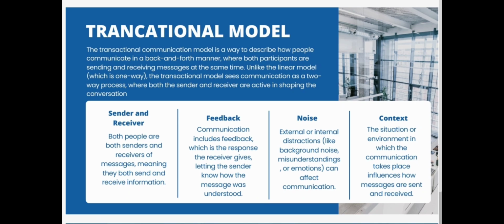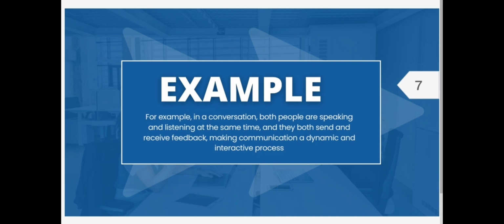Number 2, feedback. Communication includes feedback, which is the response the receiver gives, letting the sender know how the message was understood. Number 3 is noise. External or internal distraction like background noise, misunderstandings or emotions can affect communication. Number 4 is context. The situation or environment in which the communication takes place influences how messages are sent and received. For example, in a conversation, both people are speaking and listening at the same time and they both send and receive feedback, making communication dynamic and interactive.